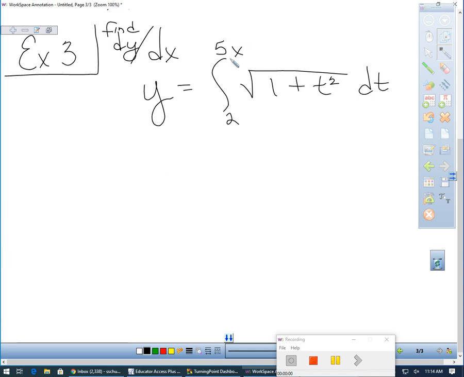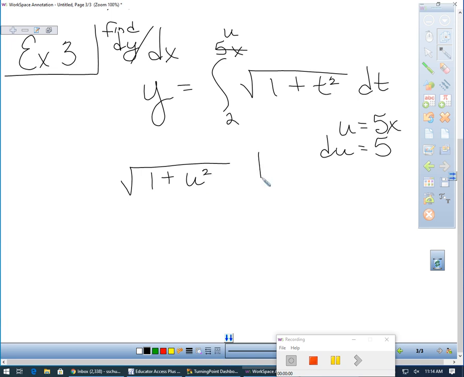All right, so as you can tell, that's not an x right there, right? So we're going to say u equals 5x. This becomes my u. du equals 5. So I'm going to rewrite this with u's in it. So I have the square root of 1 plus u squared du.